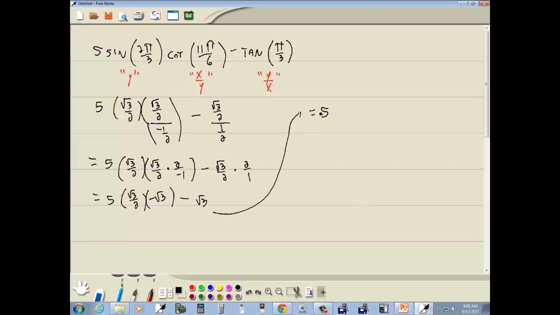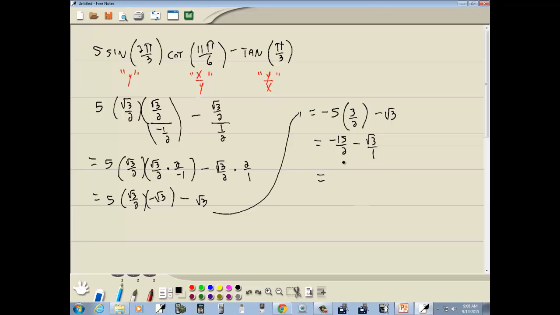Well, we'll try it again. Put the negative out in front, so I don't have to worry about it. Square root of 3 times square root of 3 is 3. So that gives us 3 halves minus square root of 3. That gives us negative 15 over 2 minus, and I'm going to put that over 1 because we want to merge this into a single fraction.